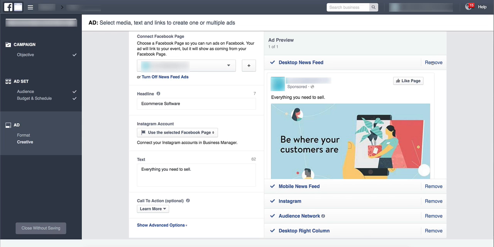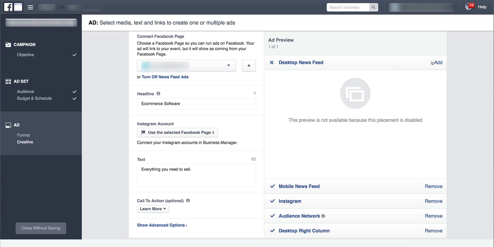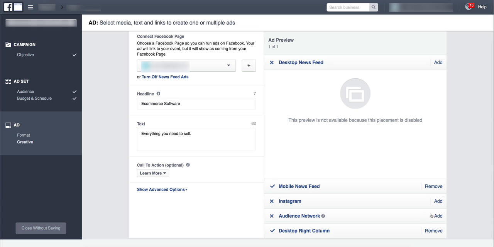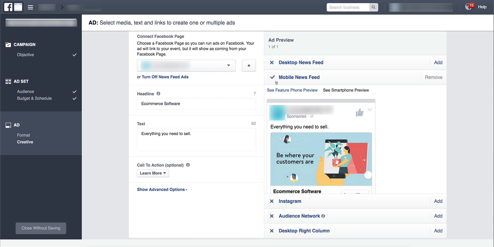So we would eliminate desktop by hitting remove. We would eliminate Instagram. We would eliminate audience network. We would eliminate right-hand column. And now you see mobile newsfeed is the only thing checked. All right, so mobile newsfeed is the only thing that's left. Here's a preview of what our ad's going to look like on the mobile phone.